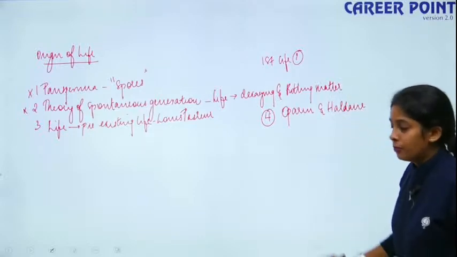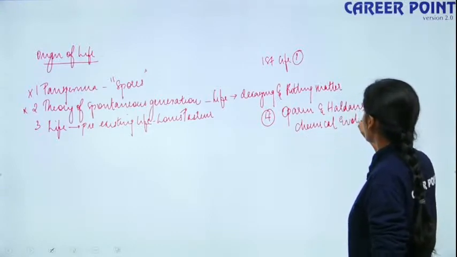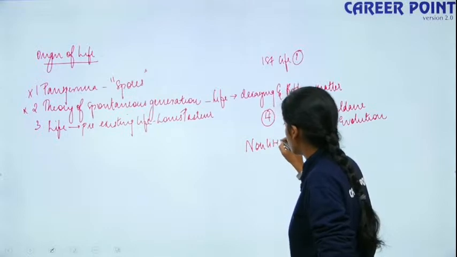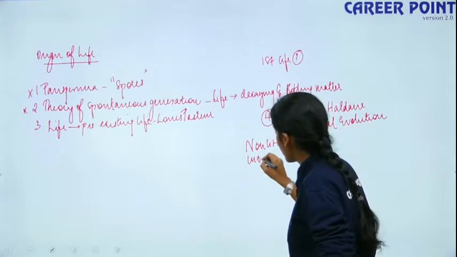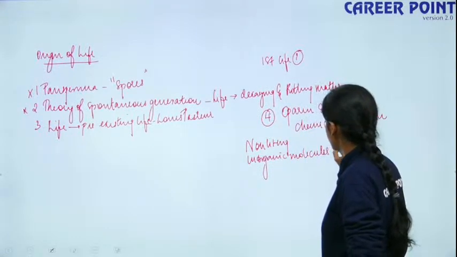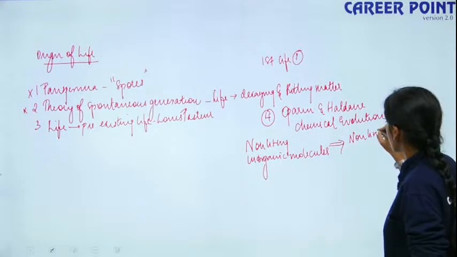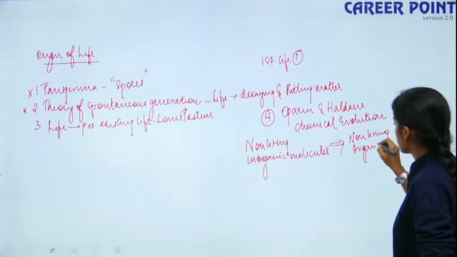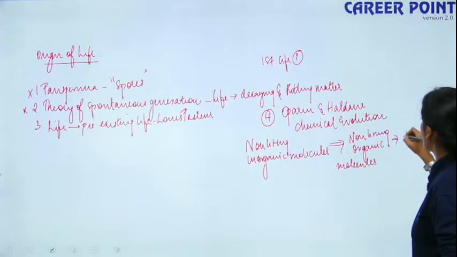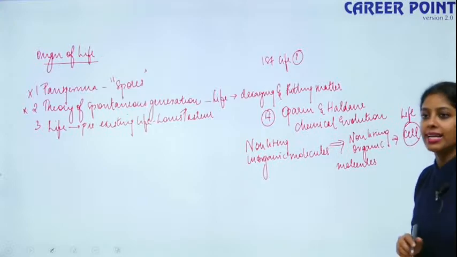So what did they say? They said first chemical evolution happened. So what is chemical evolution? First you had non-living inorganic molecules. Inorganic is non-carbon molecules. From this we had non-living organic molecules, and they said from this came the first cell or the first life. So this was the theory of Oparin and Haldane.